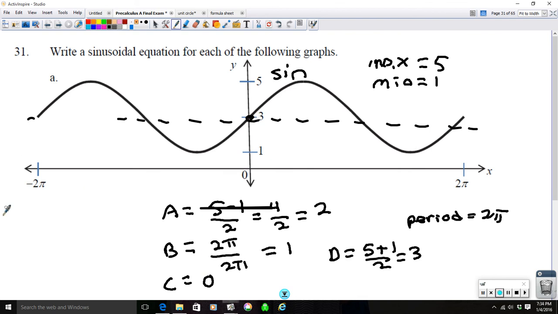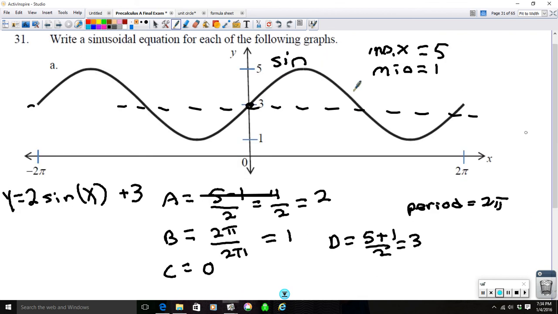So this function is going to be y equals A, which is 2, times the sine of 1x. There's no minus C, or minus 0, plus 3. And that's that. Question number 31a. Question 32.